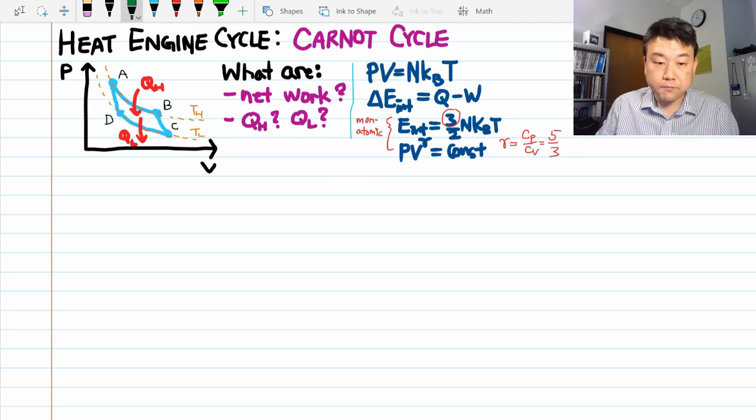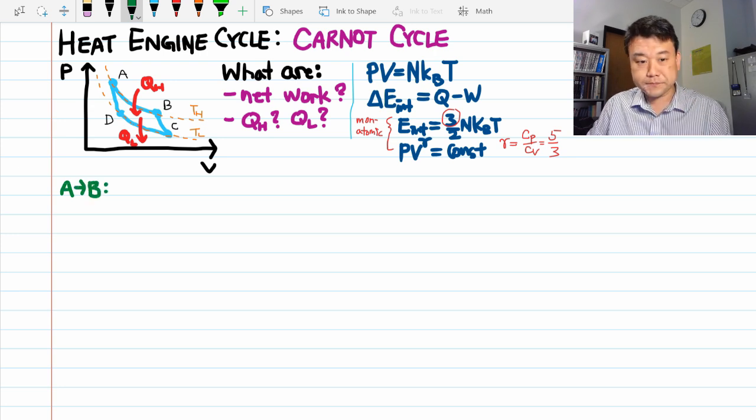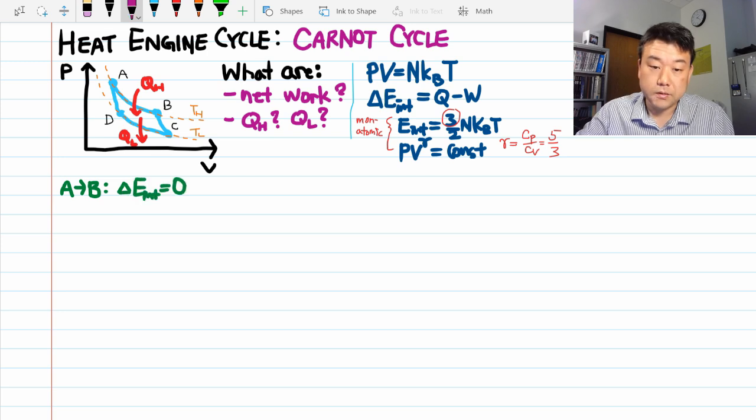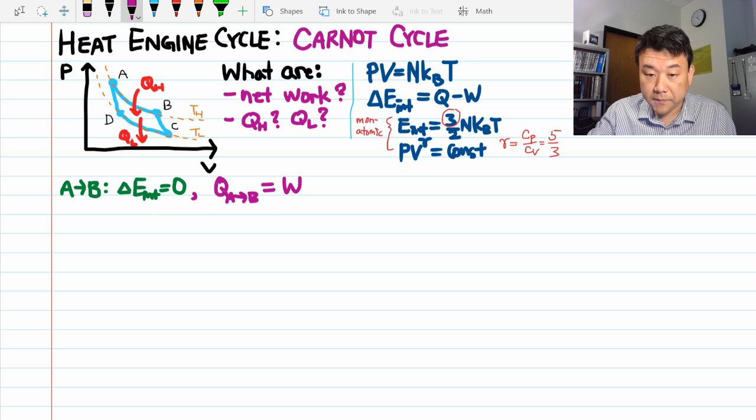So let's just start with the process A to B, the isothermal process. We've done this before in a TOEIC example, TOEIC model 2. So because it's isothermal, we can start out with a statement about the internal energy change. We can say it didn't change. So that means from the first law of thermodynamics, that heat exchange from A to B is equal to the work done along that path.